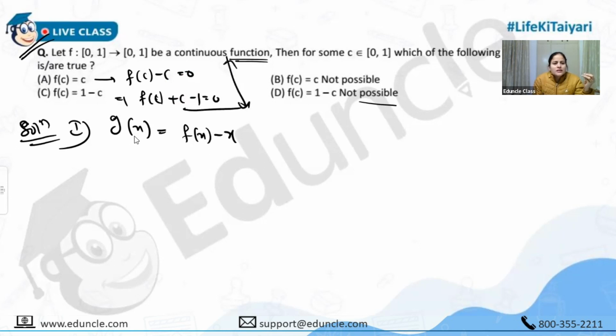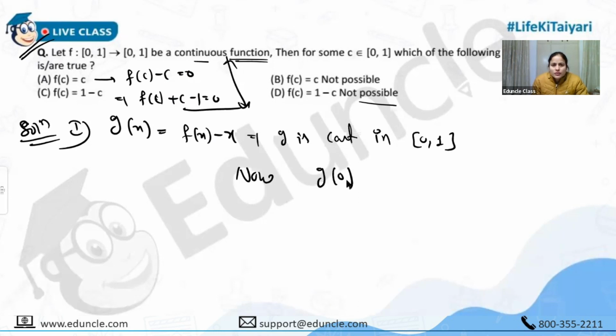With respect to this, I am considering g as f(x) − x. f is continuous, x is always continuous, so this implies g is continuous in the interval [0, 1]. g is a function defined on a closed interval and continuous, so I can think of the intermediate value property. Now next, take the value of g at the boundary points. g(0) is f(0) − 0, that is f(0). g(1) will be f(1) − 1.